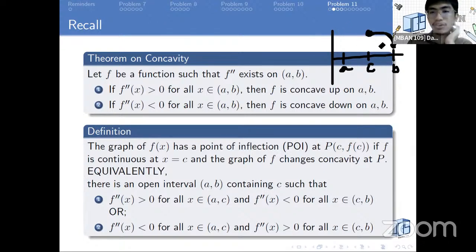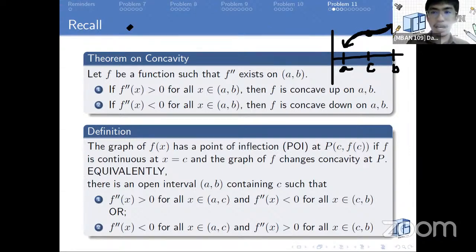What about the second condition? F double prime of x is less than 0 for all x in open interval AC, so nakaganyan naman siya. And f double prime of x is greater than 0 for all x in open interval CB. So ganyan ang itsura niya. So isipin mo lang siya na ganyan.